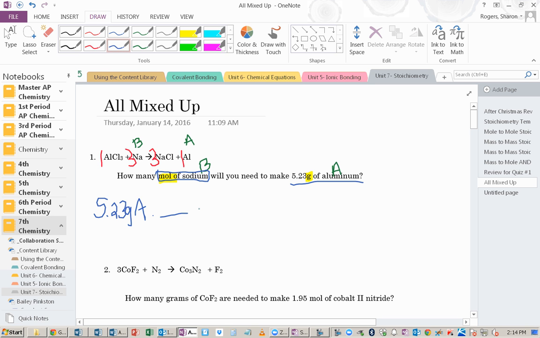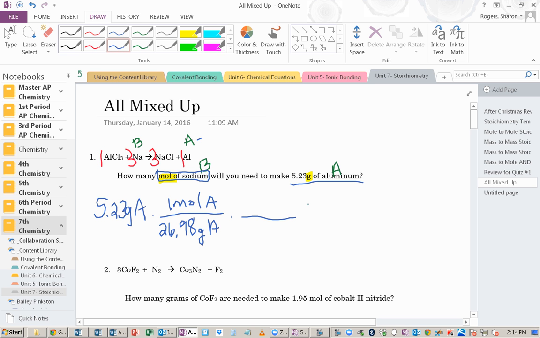What am I going to do first? There's only one thing I can do with grams. Convert it to moles. So in order to convert it to moles, what do I need? Good. You need the molar mass. So what is the molar mass of A? What's the mass of aluminum? Perfect, 27 grams. On my periodic table it says 26.98, but you can put 27 grams and you'll be fine. So that's equal to 1 mole of A.